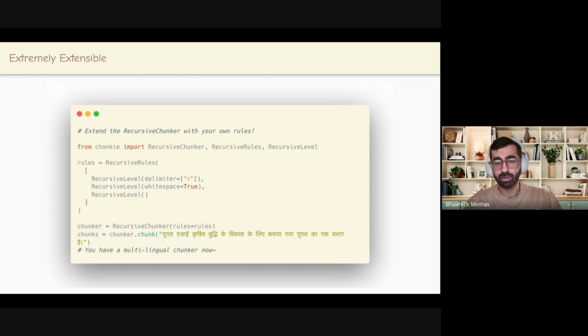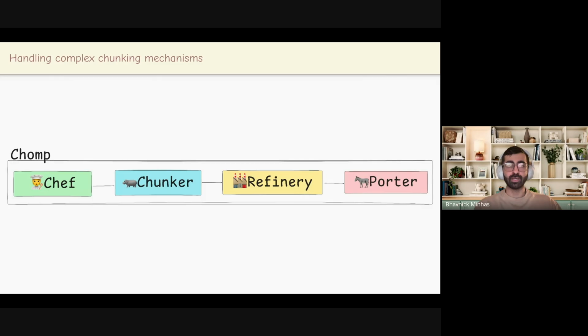This is an example of just using the delimiter in Hindi. If you're aware, there's a delimiter that's the equivalent of a full stop that you can just add as a recursive rule, and it would do sentence chunking in Hindi now. It's just about 3 lines of code to do chunking in Hindi, so it's very straightforward with Chonky.